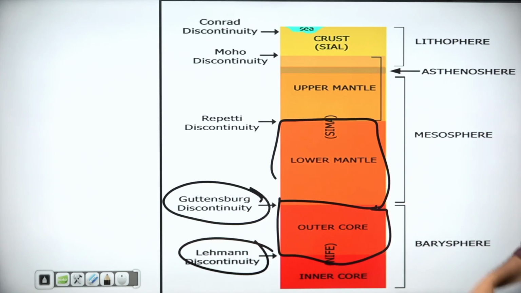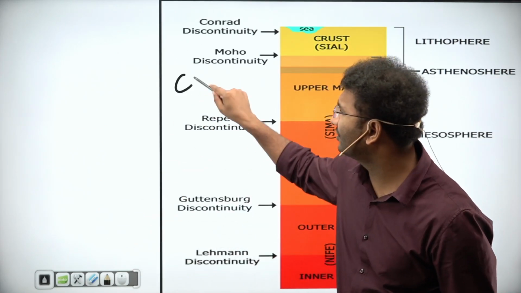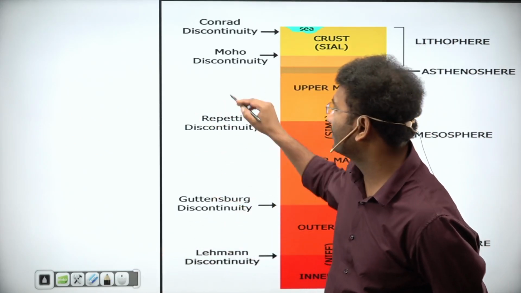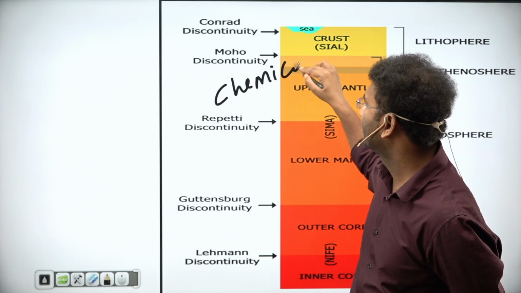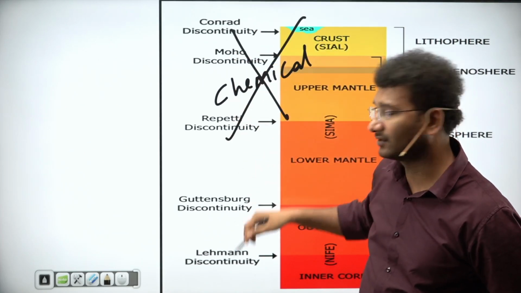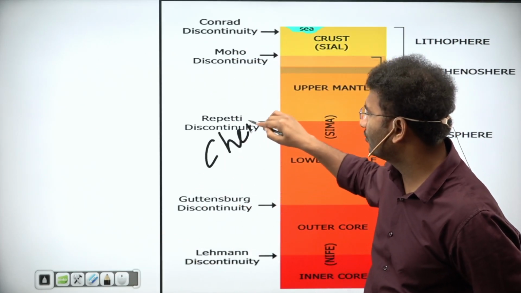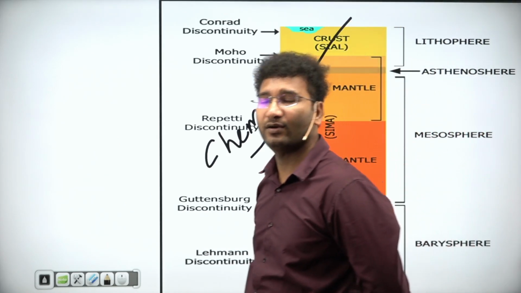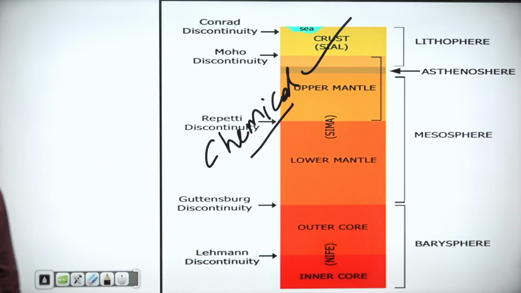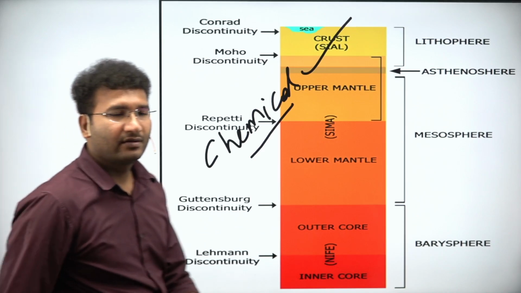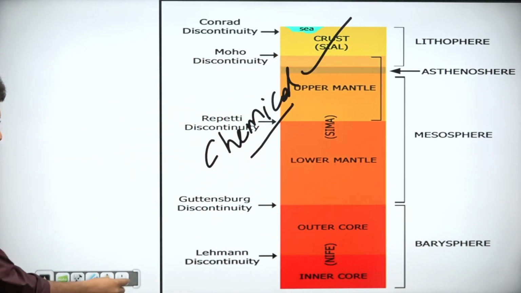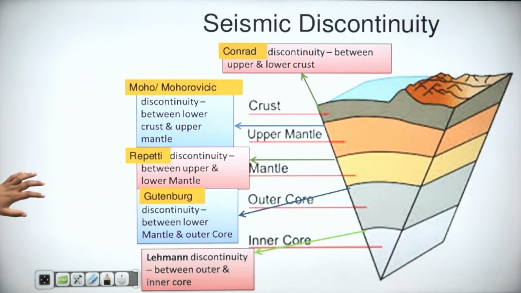Now you tell me, are these discontinuities based on chemical composition or mechanical composition? See, your discontinuities are based on chemical composition. They are not based on mechanical composition. Okay? Your discontinuities are based on chemical composition. They are not based on the discontinuities of mechanical composition. Always the discontinuities are identified on the chemical composition. Right?